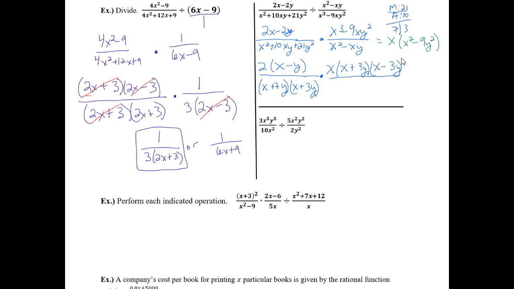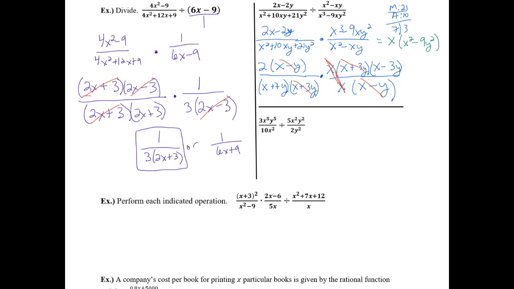In the denominator here, there's also a GCF of x. And when we take that out, we'd be left with x minus y. Now we look for any common factors that we can see. X divided by x would be 1. And x plus 3y divides out. X minus y divides out. And that looks like all we can do.